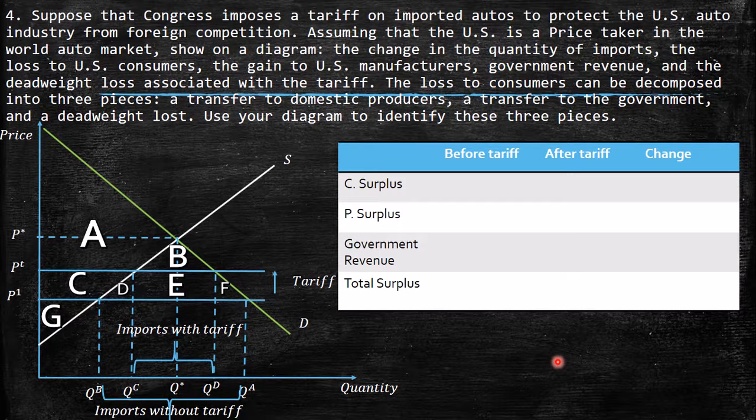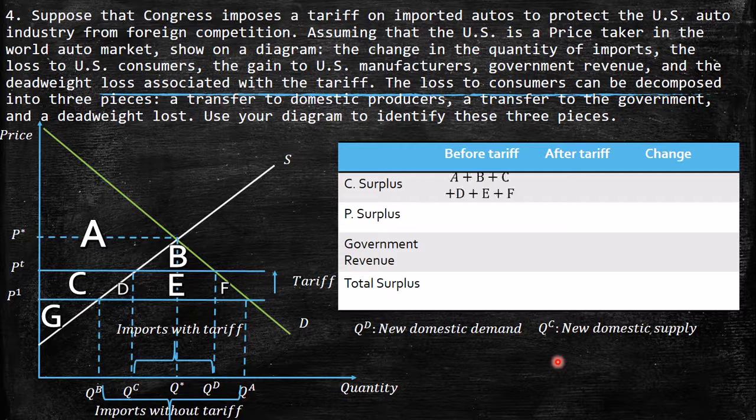So now we're going to figure out how our table behaves. Here we have the first: before the tariff, the consumer surplus was all this big triangle, A plus B plus C plus D plus E plus F. The only part that doesn't belong to consumers is the G, which is the producer surplus. What about the government revenue? The government revenue is naturally zero, because it was before the tariff.